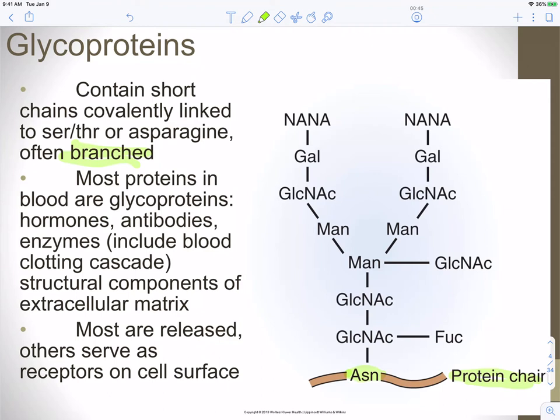Our O-linked glycoproteins are going to be attached to serine or threonine, and our N-linked glycoproteins are going to be attached to asparagine. So most proteins in the blood are going to be these glycoproteins, proteins with sugars attached. Such proteins are hormones, antibodies, our blood clotting enzymes, extracellular matrix proteins. Other proteins that are glycosylated are going to be incorporated onto the cell surface and serve as receptors.